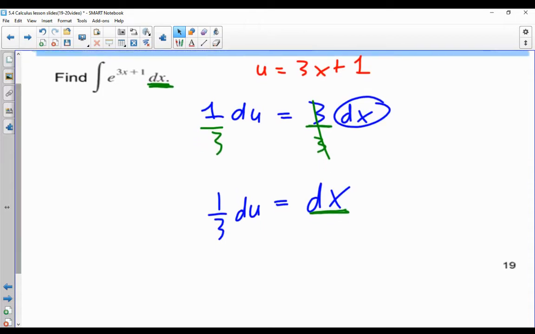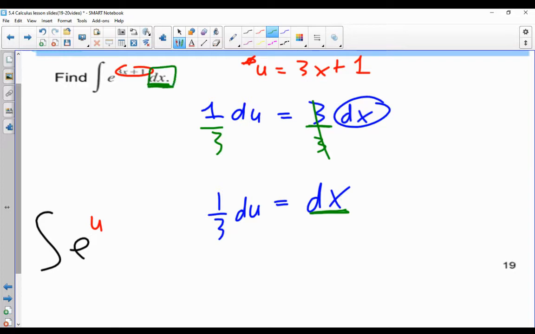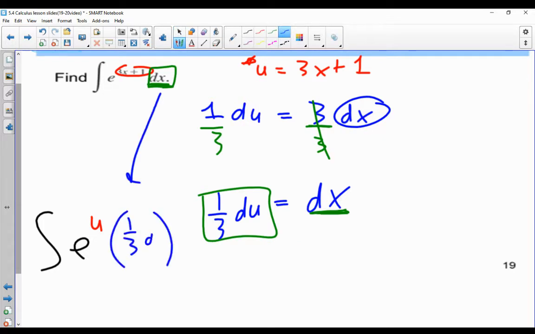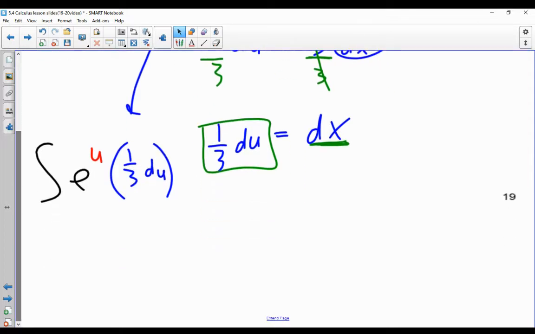All right, so let's substitute away. Right over here, I'm going to have e, but instead of 3x plus 1, I'm going to put u in its place. And for the dx, I have that dx is equal to 1/3 du. So that's what I'll put in the dx place. I'm going to put 1/3 du. Okay, we've done all the substituting we can.